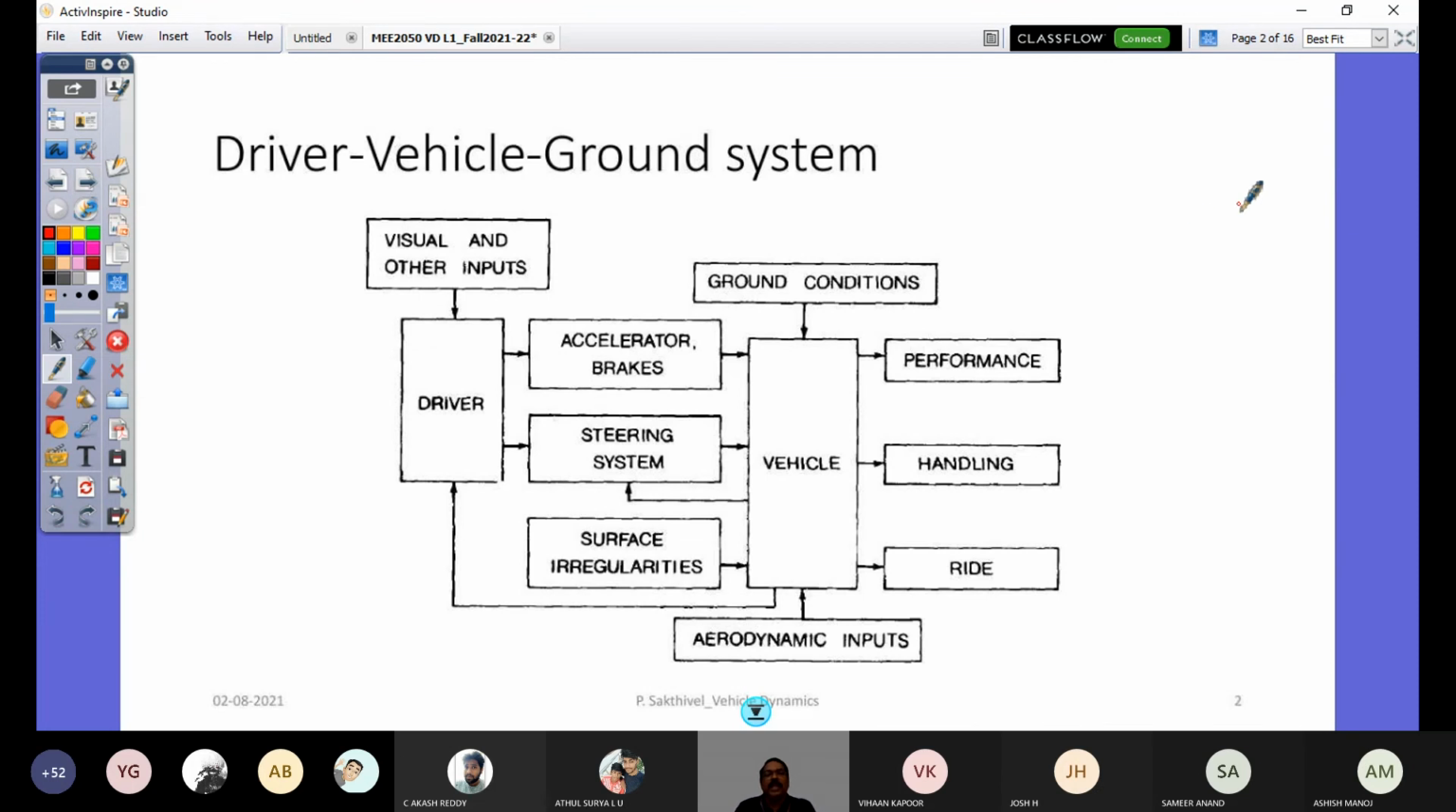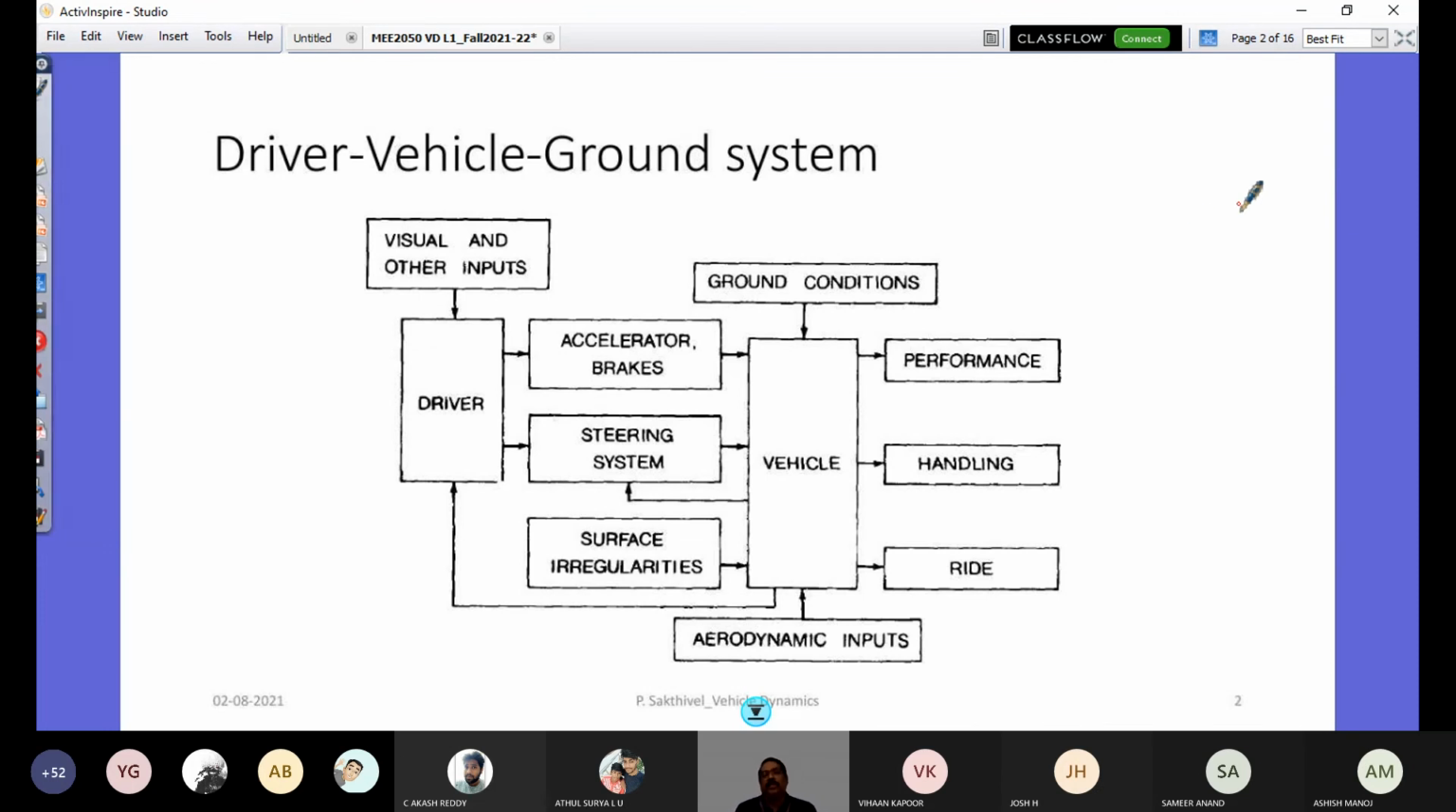So this is the classical diagram of driver, vehicle, ground system understanding. This is what brings the big picture of our course. What are we going to learn? So look at our course. Here is what we are looking at, our vehicle and its dynamics. Dynamics means the motion of any vehicle is what vehicle dynamics is.